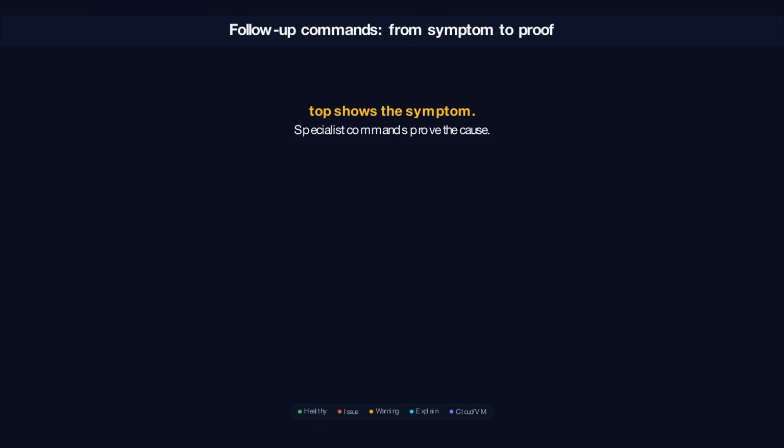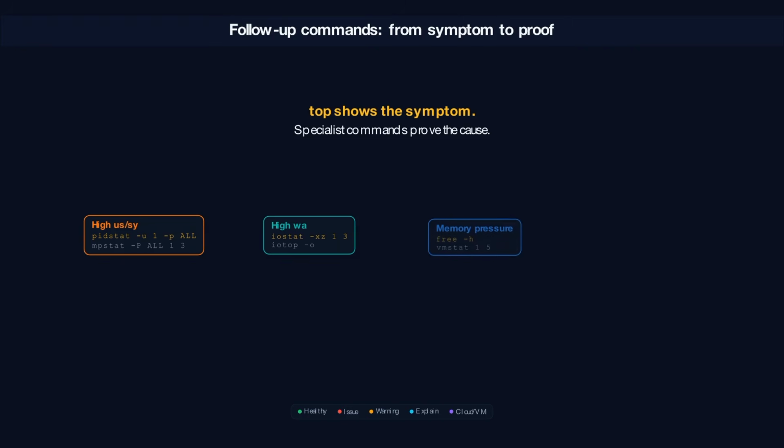Top shows you the symptom, but specialist commands prove the cause. If you see us or sy, the CPU is busy. Run pidstat -u 1 to see which process is eating CPU every second. Run mpstat -P ALL to see per core utilization. If you see wa, storage is the bottleneck. Run iostat -xc to see disk utilization, queue depth, and latency. Run iotop -o to see which process is doing the I/O.